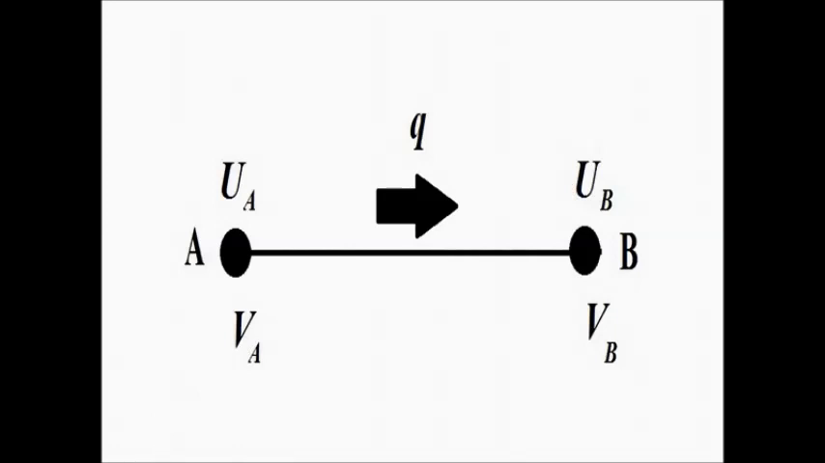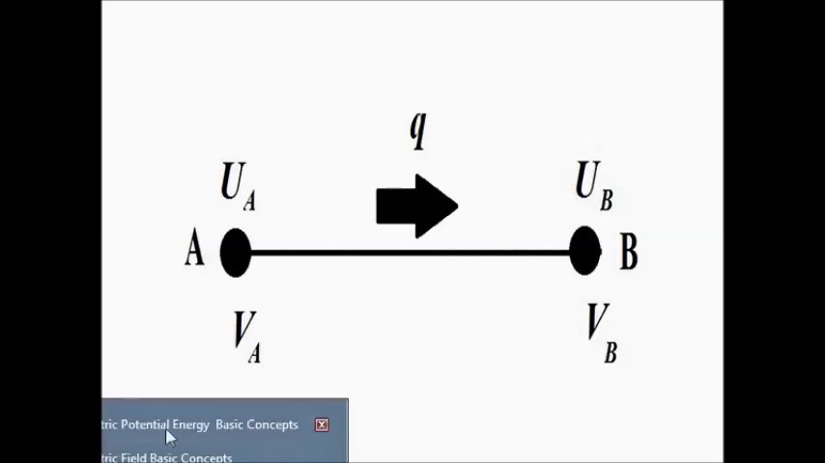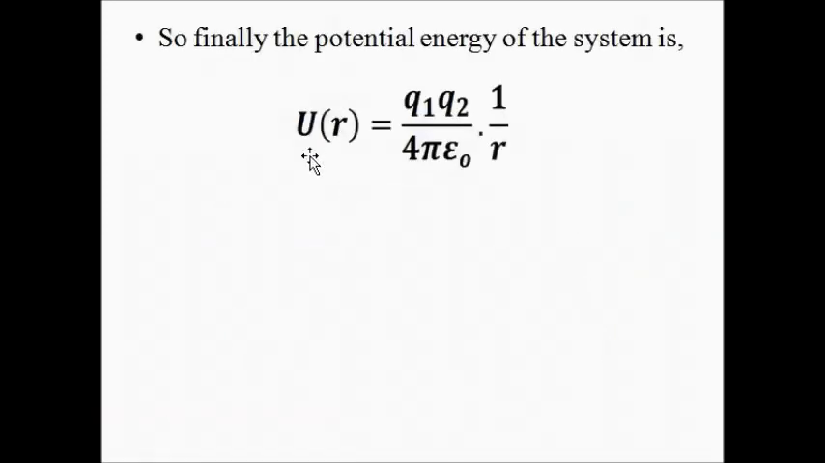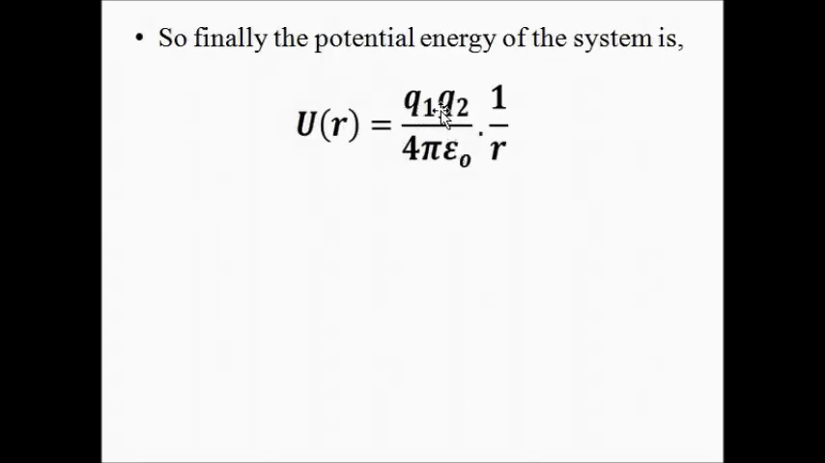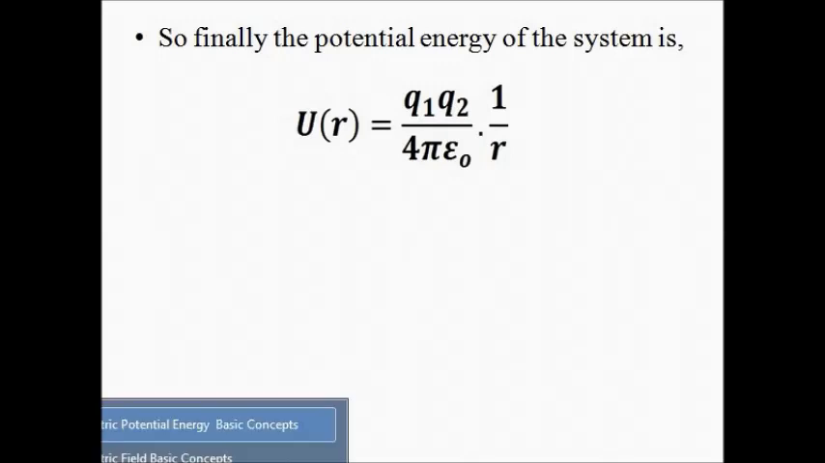Now we know that the electric potential energy is given by this. The electrical potential energy for a two charge system, one fixed, another movable. When the movable charge moves for a particular separation r, the electric potential energy is given by this expression: q1 q2 by 4 pi epsilon 0 into 1 by r. I've already discussed these things in the electric potential energy video, so please check out that video.